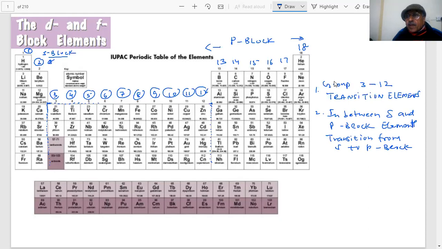Why were they called S block? Why were they called P block? Why were they called D, or why were they called F block? So students, in which the d orbitals are progressively filled. What is happening? D orbitals.